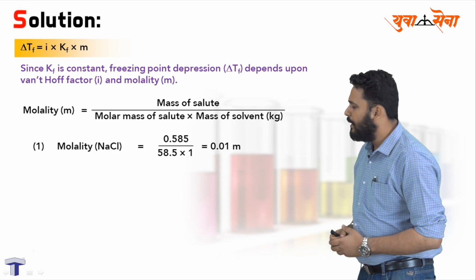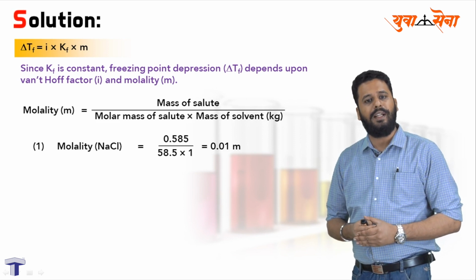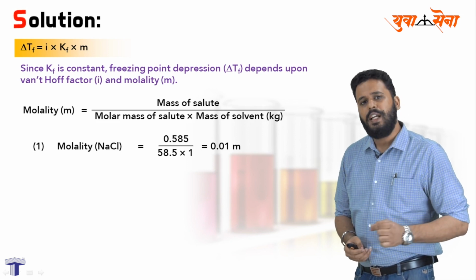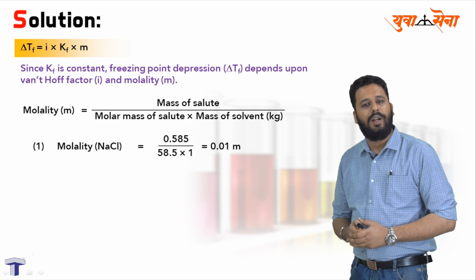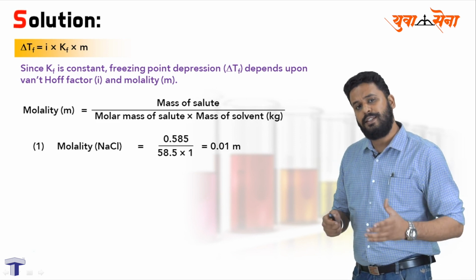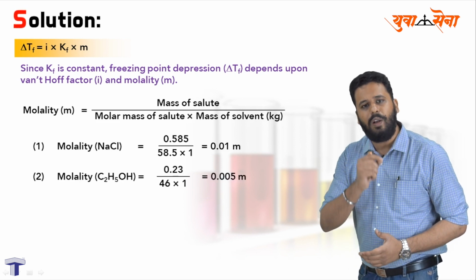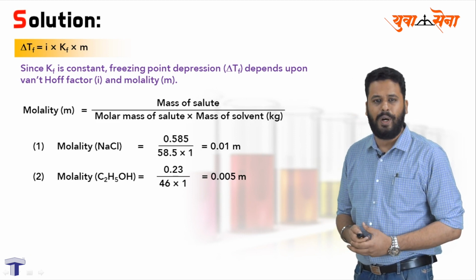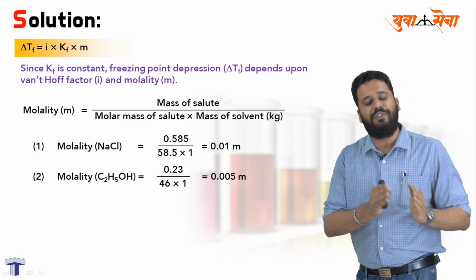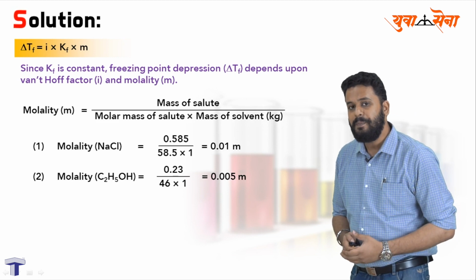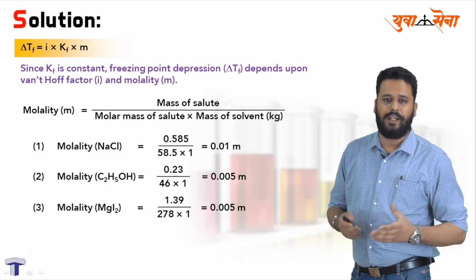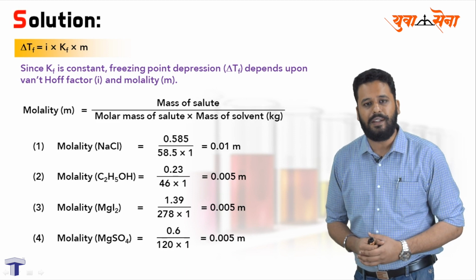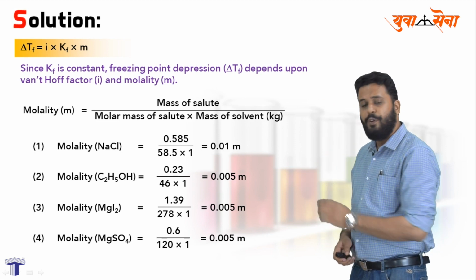The first one, NaCl, हम जानते हैं मोलालिटी फाइंड आउट करने के लिए we need 0.585 divided by 58.5, that is the molecular weight of NaCl, into 1. So we get 0.01 molal solution. If we take the second option, यहां पर अगर हम मोलालिटी निकालना चाहें इथेनॉल का, we will take 0.23, that is the mass of ethanol, divided by its molecular weight 46 into 1, and this will give us the value of 0.005 molal. Molal, not molar. Okay. Option number 3, by using the same logic, we can get the molality here, and option D again for magnesium sulfate, we can find the molality again as 0.005 molal. All right, we've got the molality for all the 4 substances, for all the 4 options.